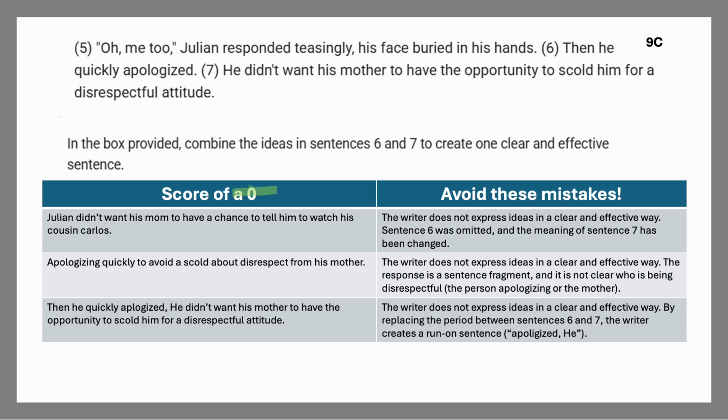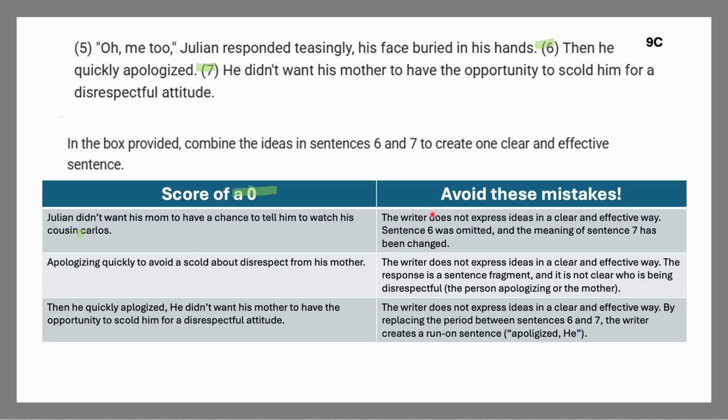And so we're combining 6 and 7 here. Look at these different examples, and I want you to avoid the mistakes that they did. In this one, "Julian didn't want his mom to have a chance to tell him to watch his cousin Carlos." Let's take a look. It looks like it's grammatically correct with maybe some capitalization errors, but it got a 0, and I'm going to show you why.